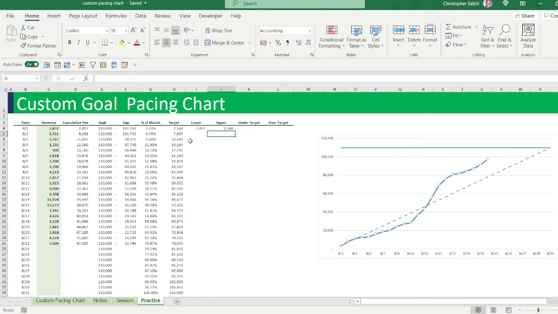So here we want to keep telling where we have gone low or where we have gone high. If the revenue is high, we shall have gone upper on top of the target. Then if it is low, we shall be low of the target. I think that is it. Then how do we get the under target?